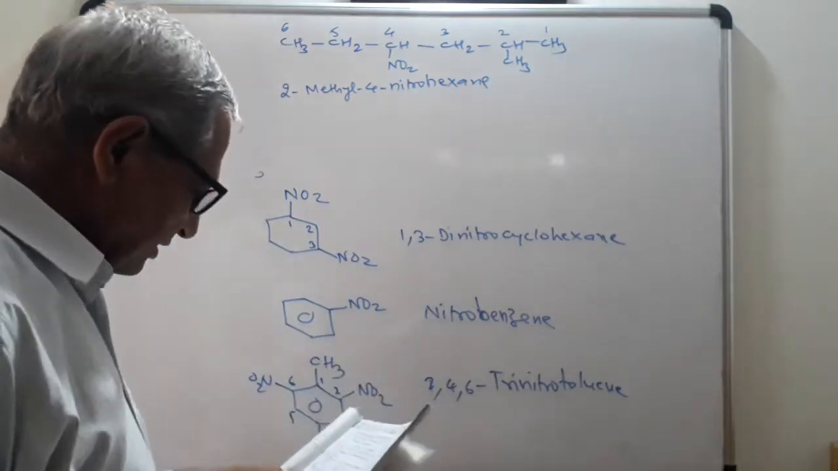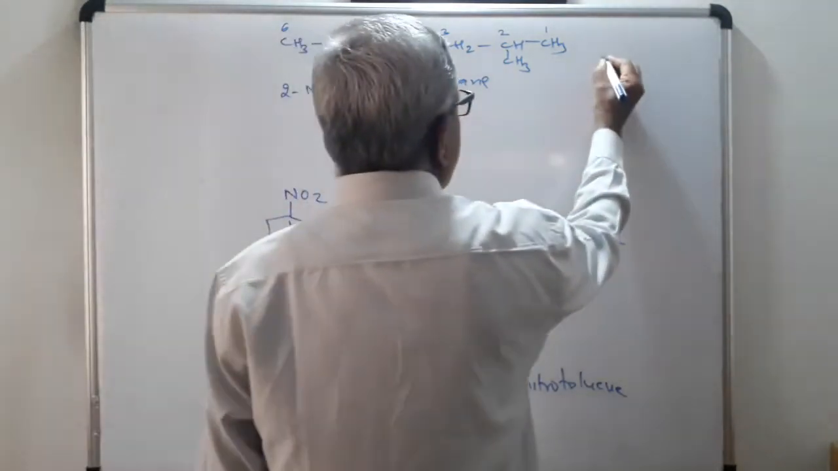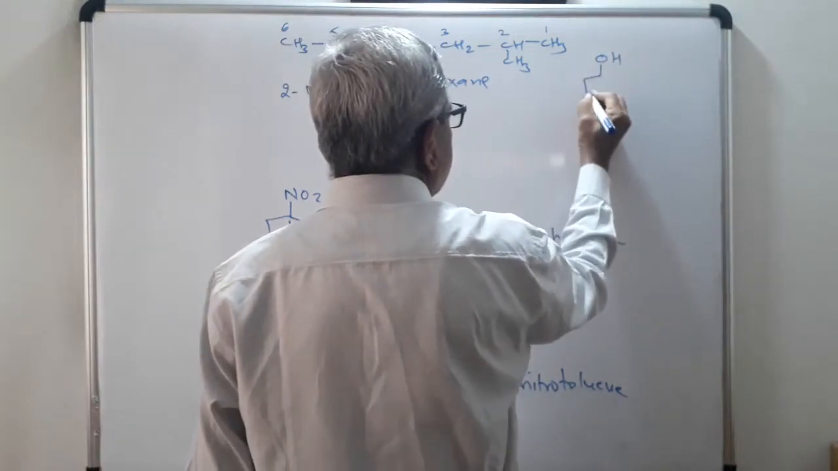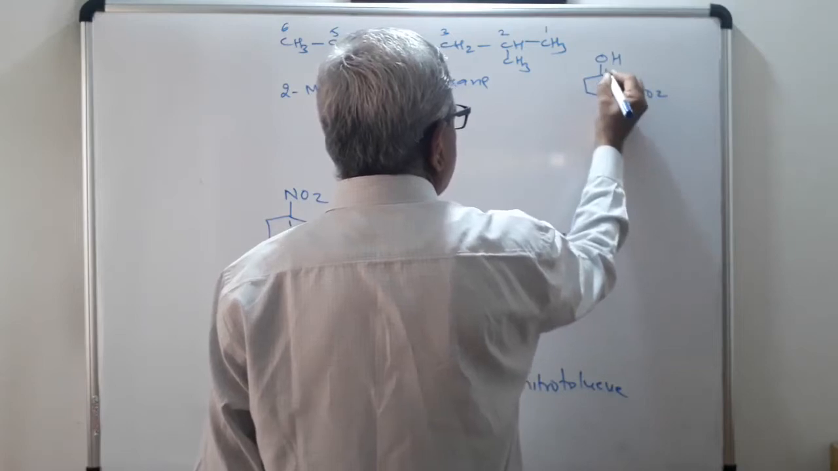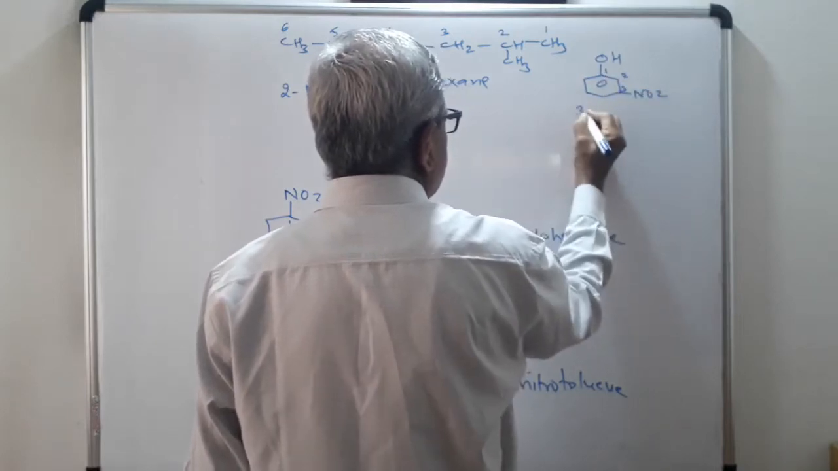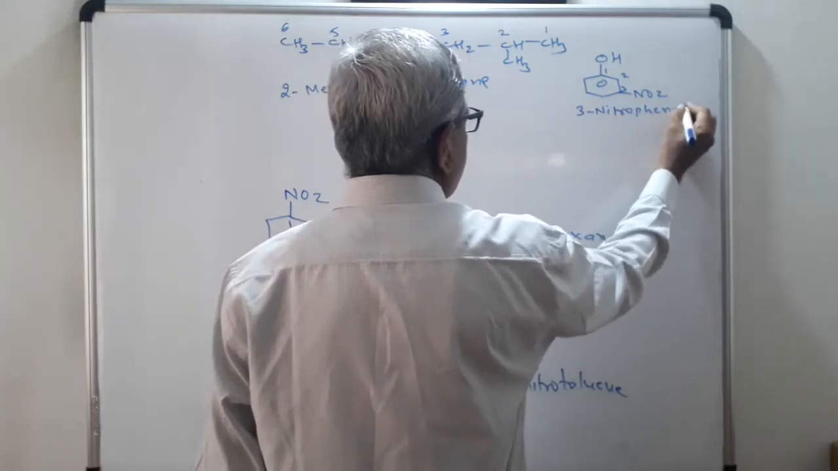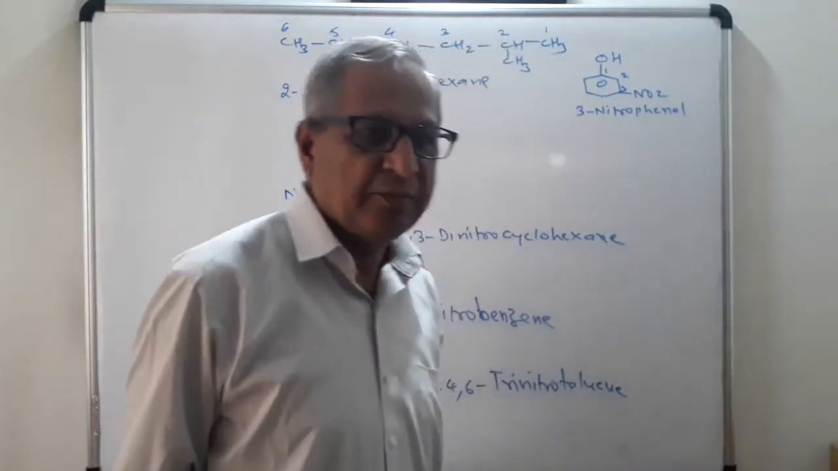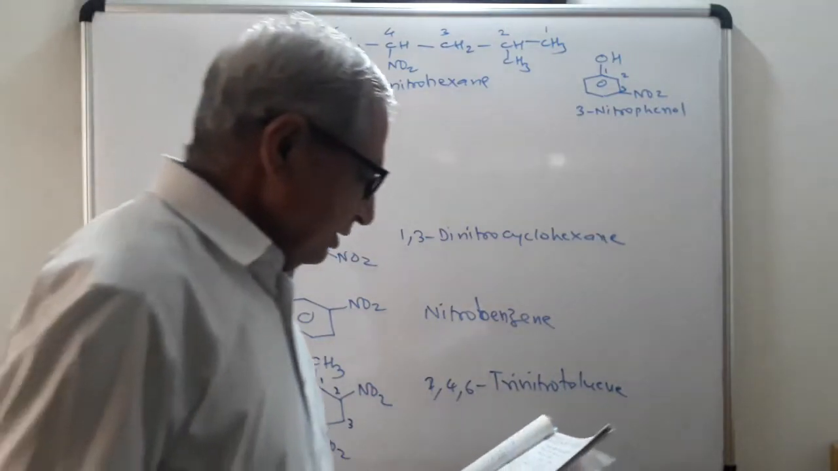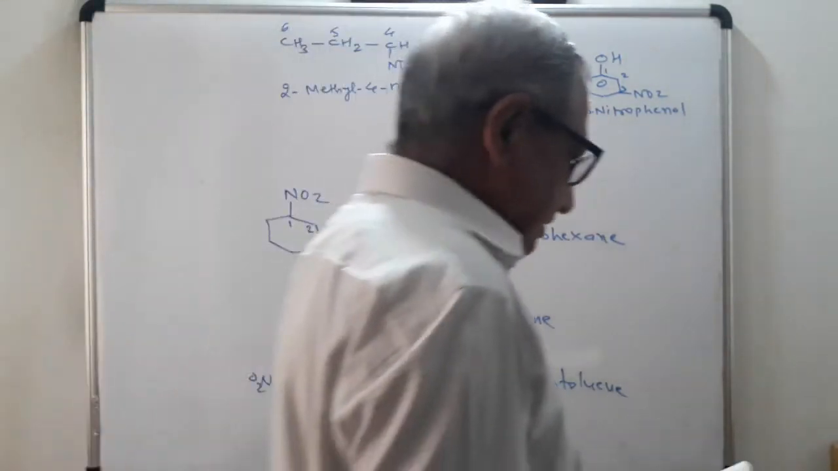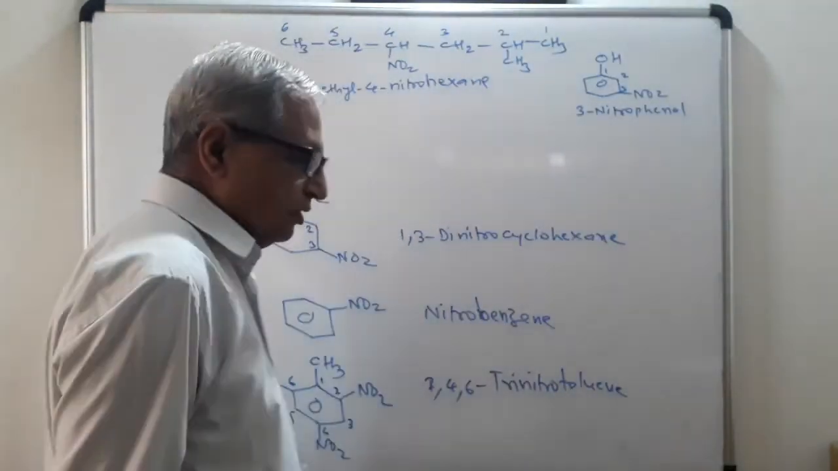So these are the next compounds. You can also write an aromatic compound, OH, benzene ring. This is a phenol, with NO2 group. This is carbon number 1, 2, 3, so 3 nitrophenol. According to phenol, you can also name it by the common system, metanitrophenol. So these are the important examples of the nomenclature of nitro compounds.